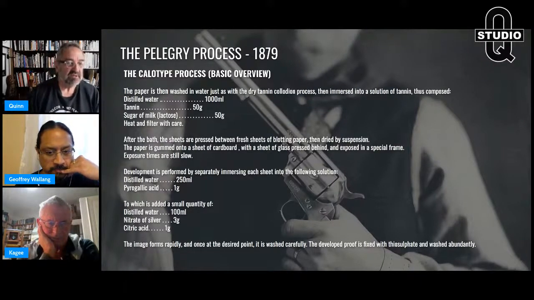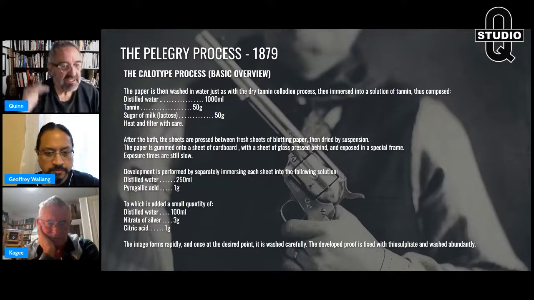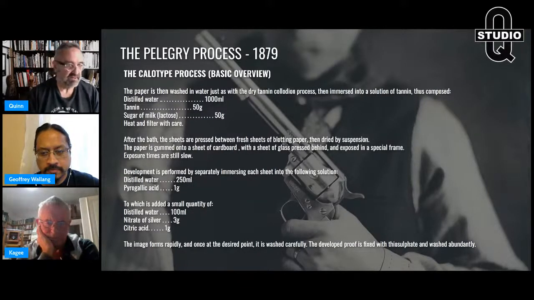Distilled water, 100 mils, silver nitrate, 3 grams, and 1 gram of citric acid. So you got your restrainer, you got your silver, and you got your distilled water. The image forms rapidly, and at once, at the desired point, it is washed carefully. Developed proof is fixed with thiosulfate and washed abundantly. Same process that we always go through.